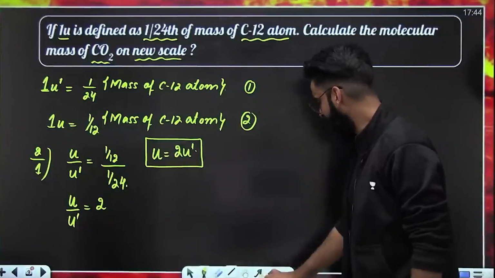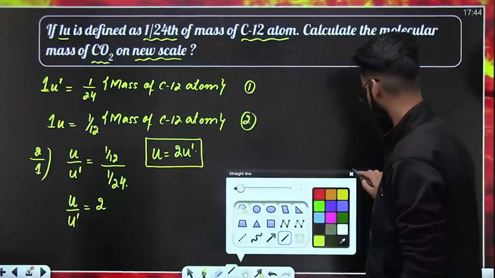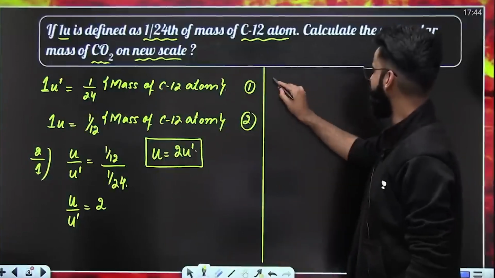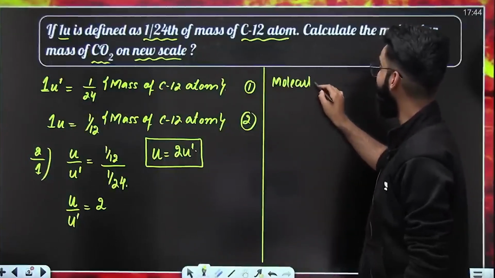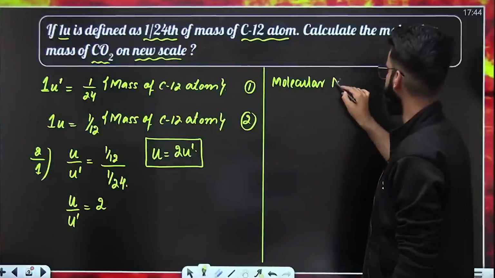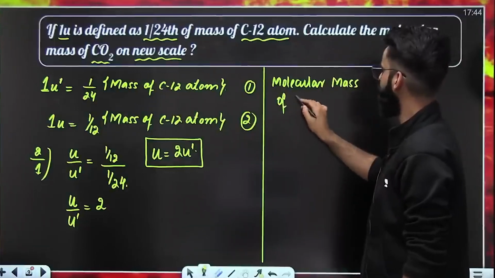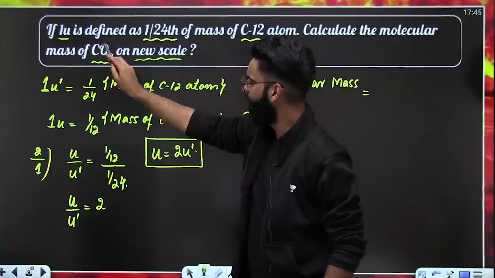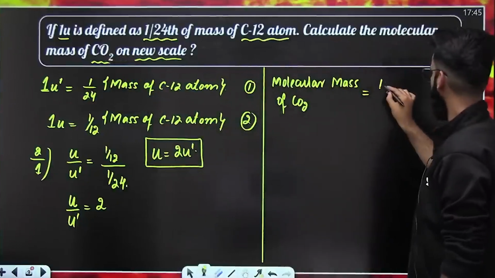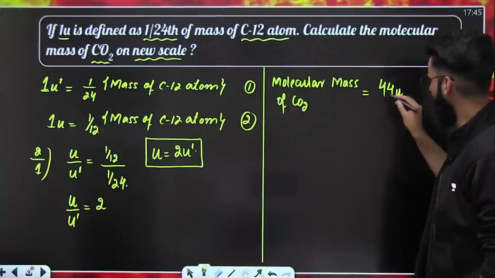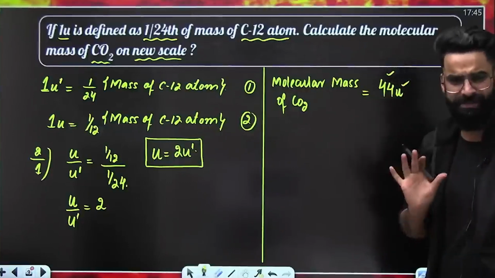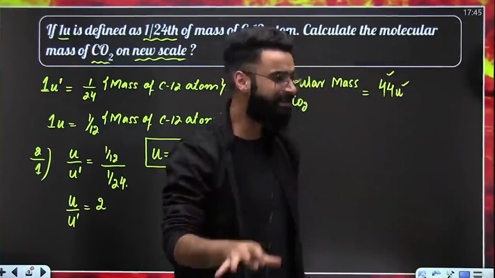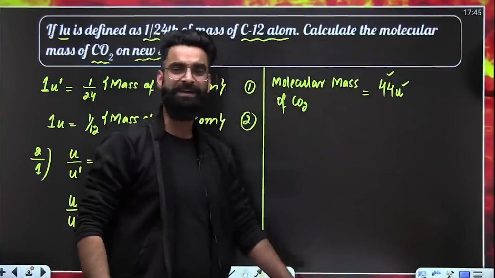Well, after getting the relation between U and U dash, there's one more thing which you need. What is the molecular mass of carbon dioxide as per the old scale, the conventional scale? It's going to be carbon 12 plus oxygen 16 multiplied by 2. The value comes out to be 44U. This is the molecular mass of carbon dioxide as per the conventional scale, the old scale. But we have to calculate it as per the new scale. That means the answer has to be in terms of U dash, not U.